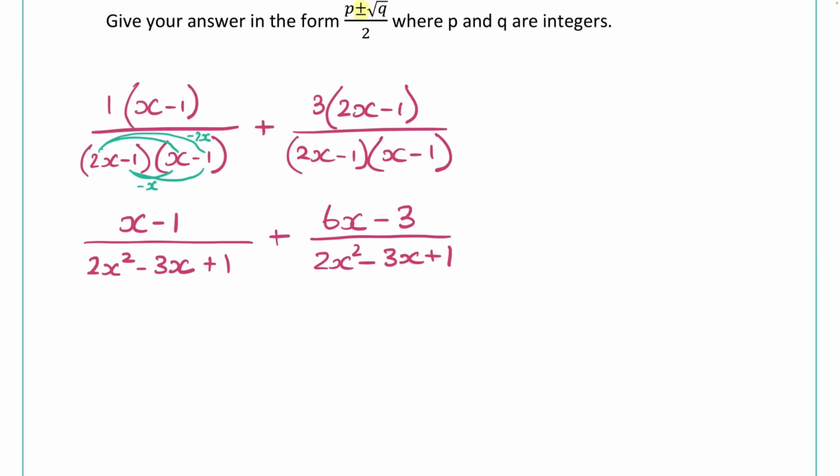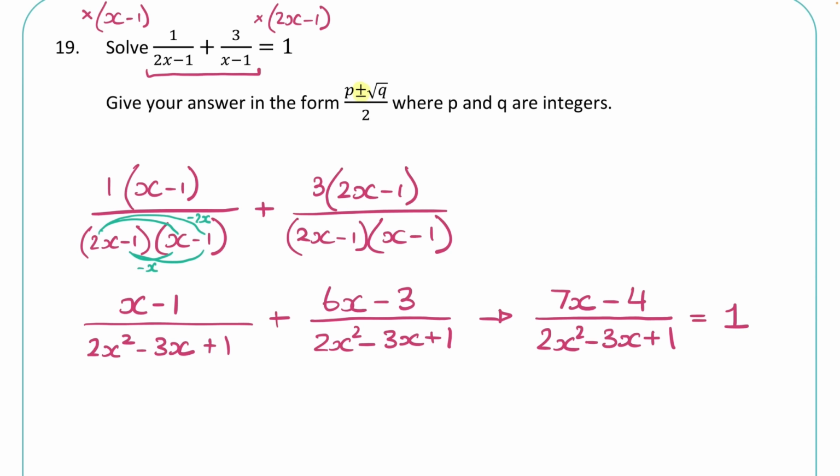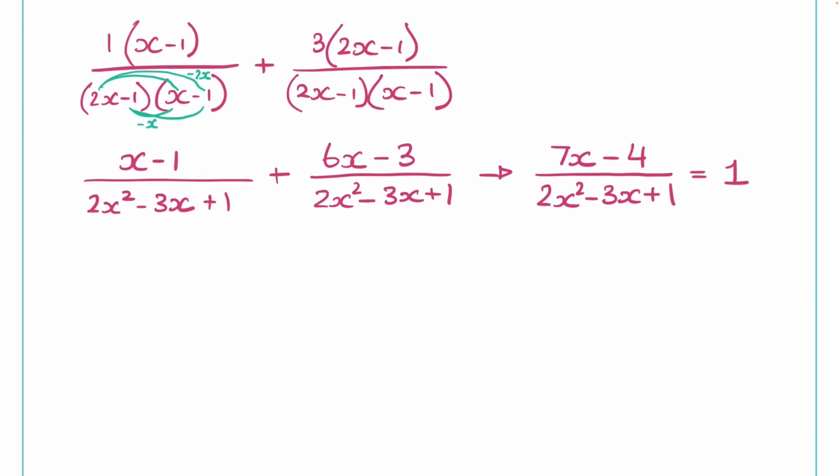And now we can add these both together. So if we add these together, let's do this over here, we have 1x and 6x, which makes 7x. Negative 1 add negative 3 is negative 4. That's all over that denominator, 2x squared minus 3x plus 1, and now all of that is equal to 1. So we've added the algebraic fractions together. In order to solve it, it needs to equal 0. We've got a quadratic here, it's got to equal 0.